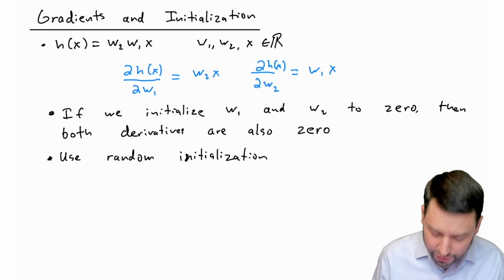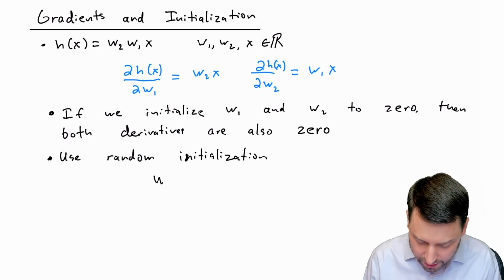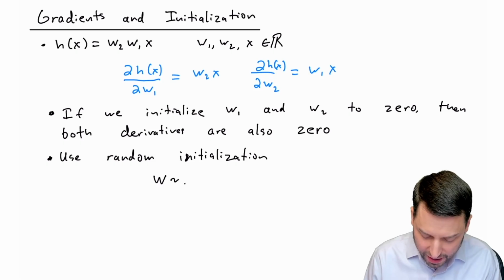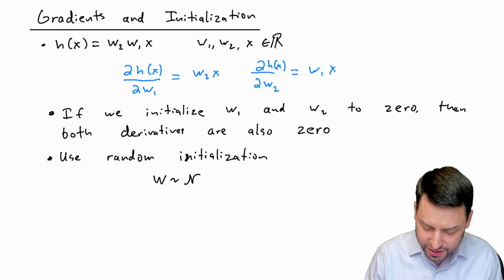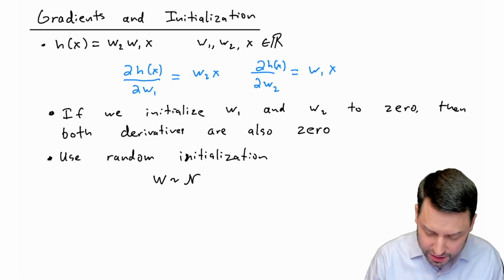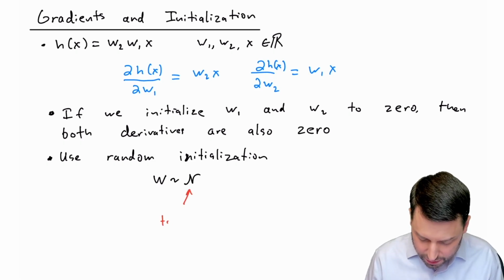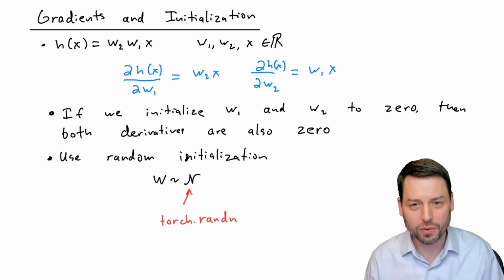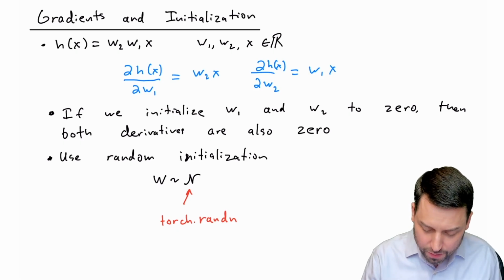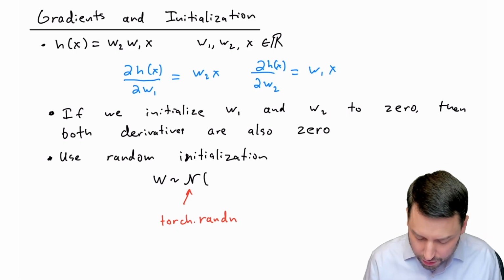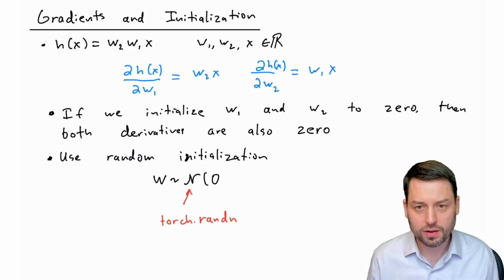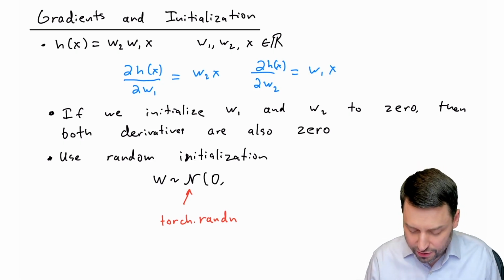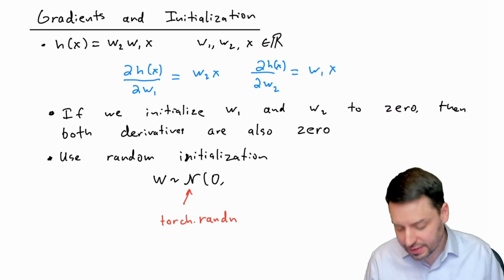One way we often write this is to say that W1 is sampled from a normal distribution. This is the symbol here for a normal distribution. For example, this is just the torch.randn call. It's a normal or Gaussian distribution. As a first guess, it'll be initialized to a normal distribution with 0 mean, so it's centered around 0, and some standard deviation, or some variance, we call it.